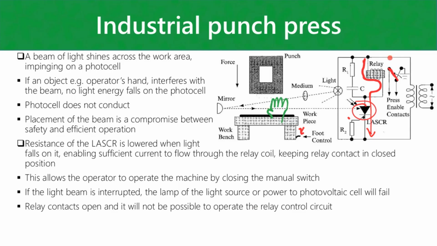Now what it actually does is stop this light beam from reaching the LASCR. Basically, that's going to break this circuit here, and now you don't have any current flowing through your relay. Your press enable contact is then under spring pressure, going to fall back to ground. So now, no matter how many times you step on that foot control, the machine is not going to operate. Right, cool.